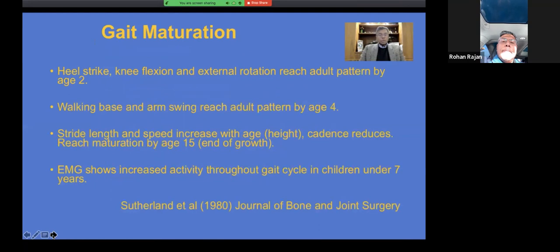As the gait matures, the heel strike, knee flexion, and external rotation reach adult pattern by age 2. The walking base and arm swing reach the adult pattern by age 4. Stride length and speed increase with age, and height and cadence reduce, reaching maturation by the age of 15 at the end of growth. EMG studies have shown that there's increased activity throughout the gait cycle in children under 7 years of age.